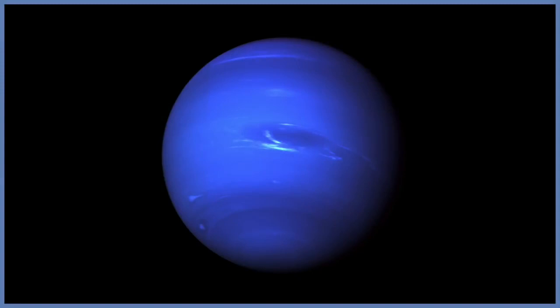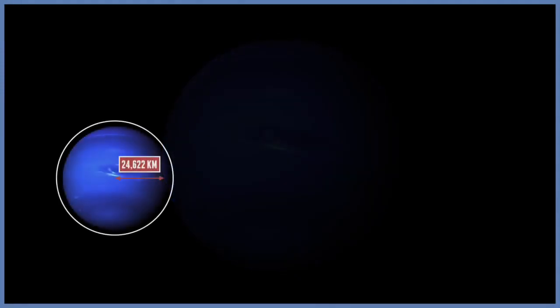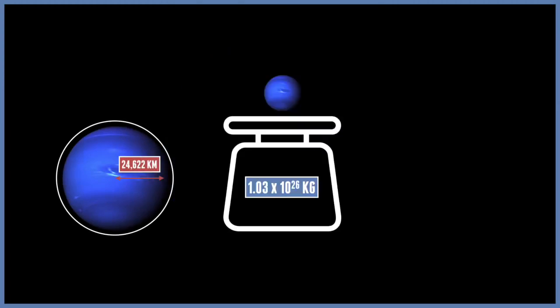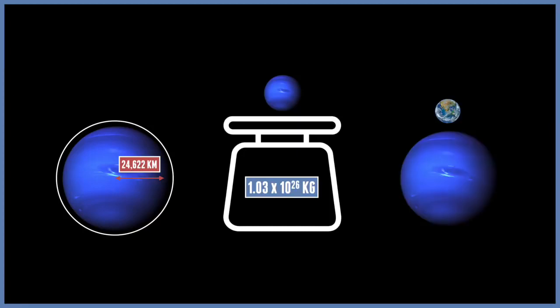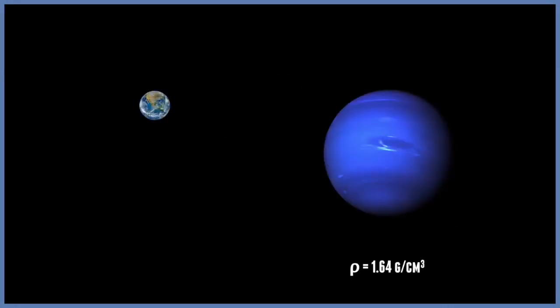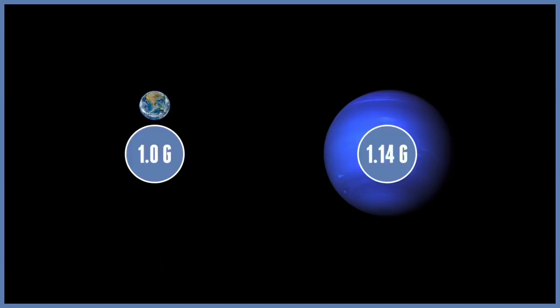And finally we come to the furthest planet from the Sun, Neptune. Sorry about that, Pluto. Neptune is just under 25,000 kilometers, making it the fourth largest planet. It has a mass of 1.03 times 10 to the 26 kilograms, and again it's a very similar size to Uranus. Neptune is a very similar planet to Uranus, not only in mass and size, but also in density. But it does have a higher gravity, at 11.15 meters per second squared. This means that it actually goes higher than Earth, at 1.14 g.